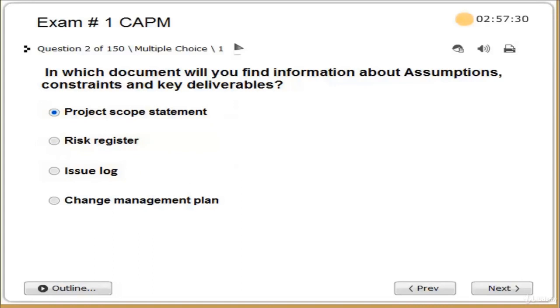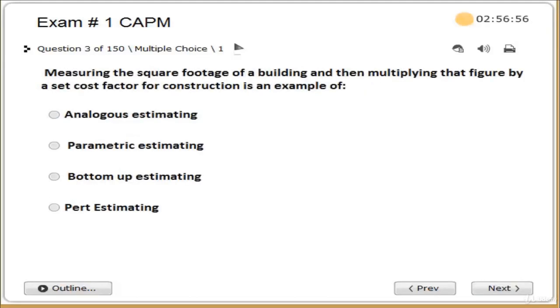Option B. Risk register, a document in which the results of risk analysis and risk response planning are recorded. Option C. Issue log. An issue log can be used to document and monitor who is responsible for resolving specific issues by a target date. Option D. Change management plan. A change management plan documents how changes will be monitored and controlled.